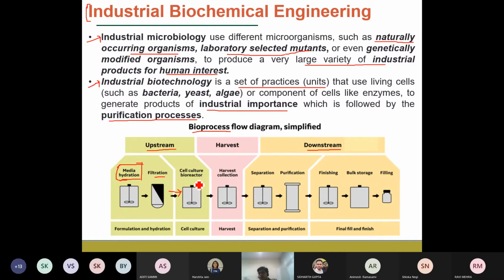So as I told you, in the industries there are several steps. The first step is the upstream and the second step is the downstream. As I told you, in the industry, when you are producing a particular biochemical, you need a very high concentration of the cells, and how do we get that high concentration of the cells?